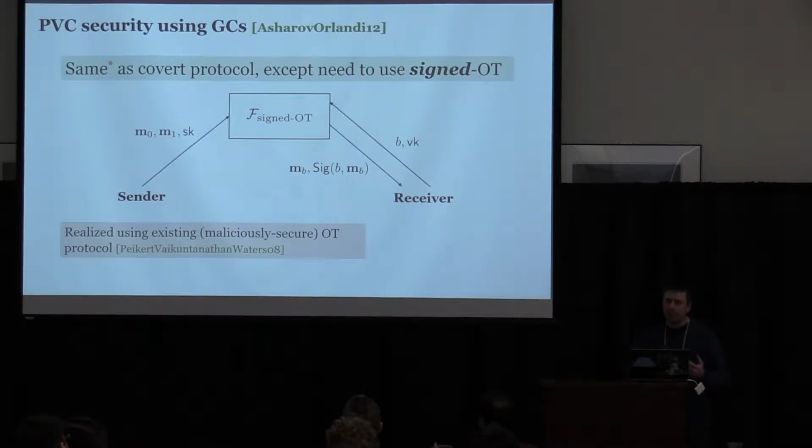So once we have this signed OT primitive, then we can do what I said. We can push this querying, this challenge inside the OT, and Alice cannot avoid this because her signature will come out in the end, right? And so Sharaf-Orlandi realized this primitive, they build it based on Peikert, Vaikuntanathan, Waters maliciously secure OT protocol.